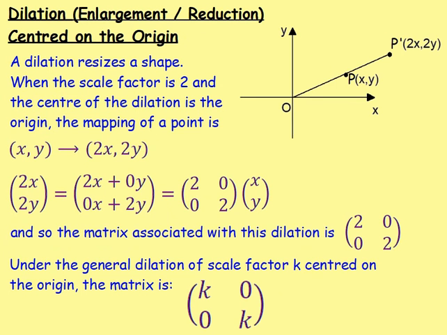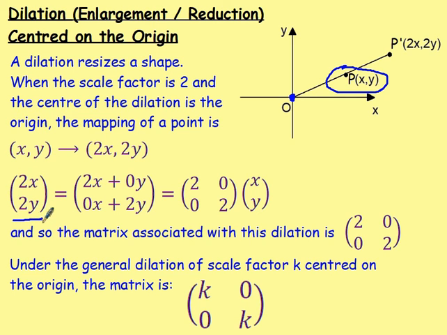The other one you need to know is dilation. If you've got point P, which has the coordinates x and y, and you're using a scale factor of 2 and the origin as the center of the dilation, then that point would map to, well, you would double it, so you'd have 2x and then 2y.